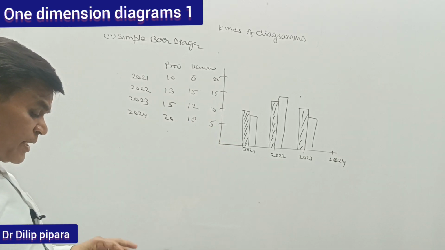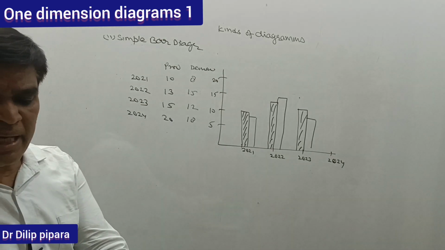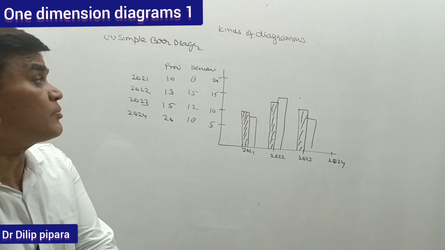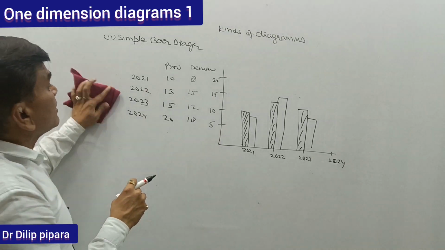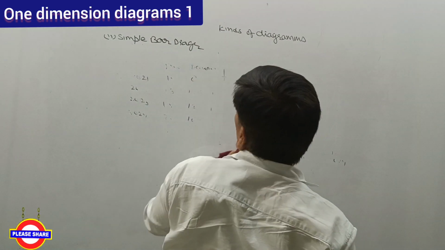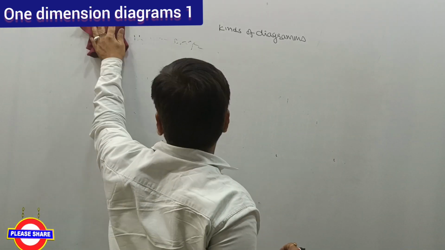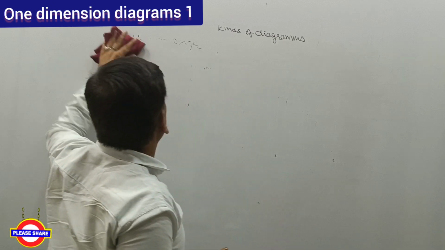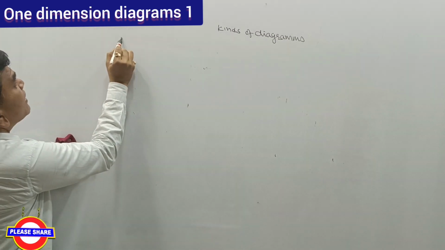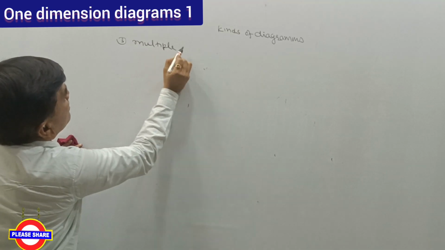There may also be multiple bars. Suppose a multiple bar diagram can also be drawn. Next one is the multiple bar diagram. These are all one dimensional diagrams. The third type of one dimensional diagram is the multiple bar diagram.